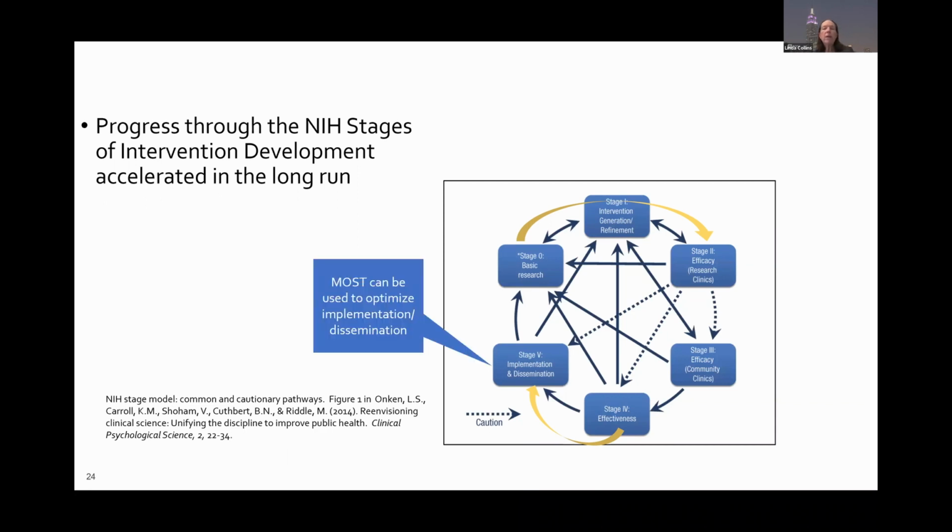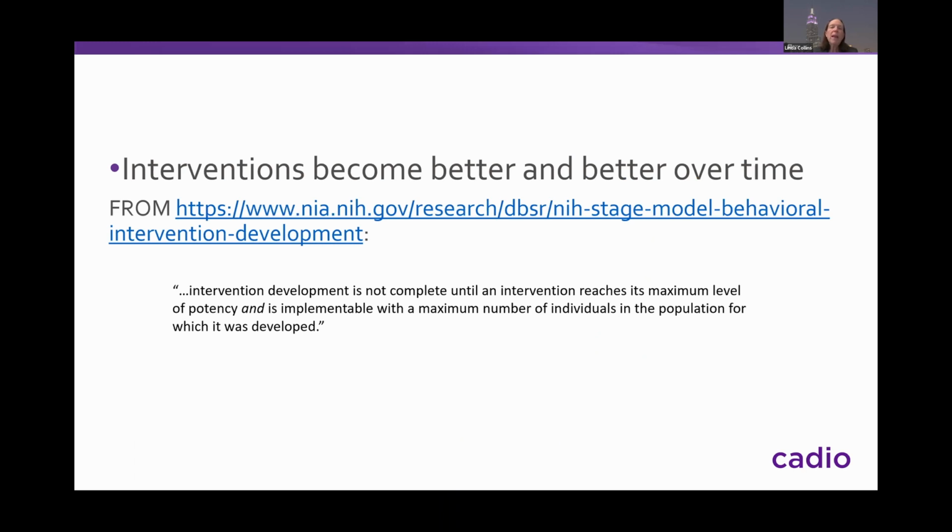And also I want to point out that MOST can be used to optimize intervention and dissemination. If you think of intervention and dissemination as kind of its own intervention, a wraparound intervention, we can talk about that some more if you're interested. And I love this idea that interventions would become better and better over time. And I actually would love to see us start assigning version numbers to interventions, much the same way version numbers are assigned to software. This is intervention version 2.3, and intervention 2.4 is coming out next month, something like that.